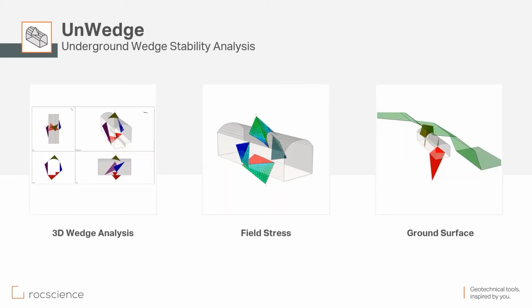Unwedge is similar to what we had for Rock Pull and S-Wedge, but this one is basically designed for underground wedge stability analysis. Similarly, you can do many statistical analyses here as well.